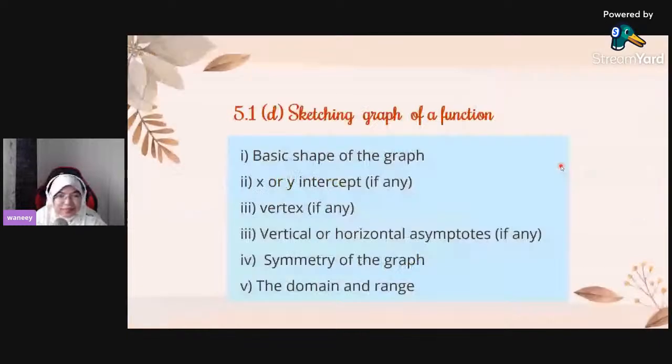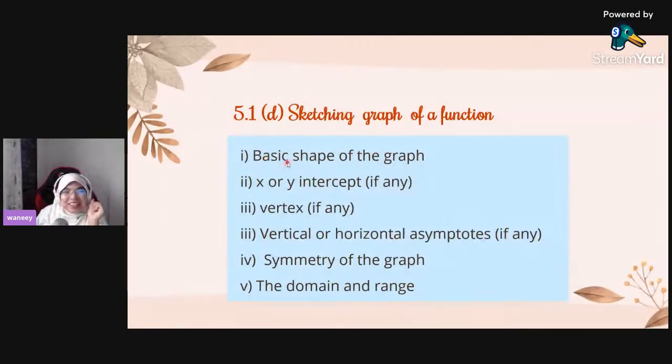Habis. Okay, so now this is the part where most people will have some problem, where we're gonna call them as the sketching part. Okay, so sketching graph of a function. Okay, so how can we start? How can we sketch a graph of a function? Okay, so the first thing that you should do, you must know what is the basic shape of the graph.